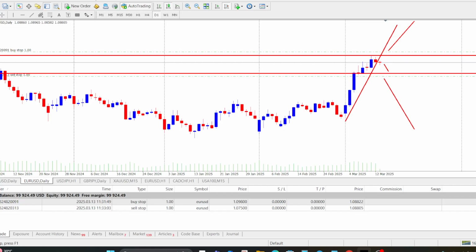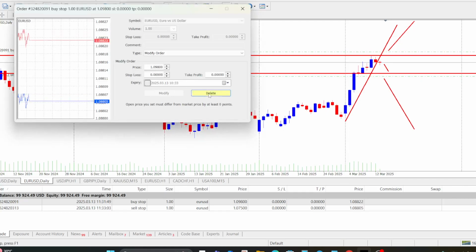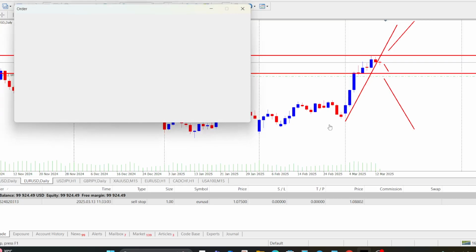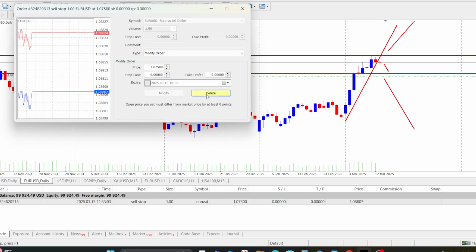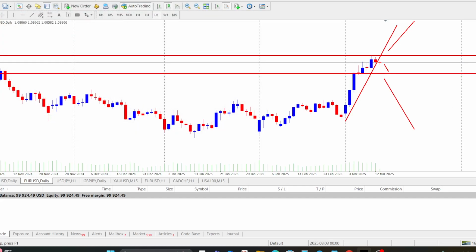Okay, so now that we have covered all the order types, let's quickly summarize when to use each one. You can use a market order if you need to enter immediately. You can use a buy limit or sell limit if you want a better price and expect a reversal. Then you can use a buy stop or a sell stop if you want to enter on a breakout with momentum. Understanding these orders allows you to control your entries better, reduce risk, and automate your trading so you don't get glued to the screen all day.